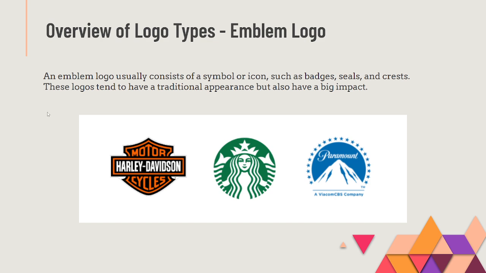So an emblem logo usually consists of a symbol or icon, such as a badge, seal, and crest. These logos tend to have a traditional appearance, but also have a big impact. So Harley Davidson is a good one because they have this badge in the back here with one across it. So everyone pretty much knows Harley Davidson's motorcycles symbol because it's old. It's a very traditional logo. Starbucks went with more of like a seal or like a badge icon with their mermaid in the middle. Paramount's is very much similar. They're all very traditional logos in what they show. They're rather simplistic logos. There's nothing too complicated about them, but they very much represent these companies and have represented them well.